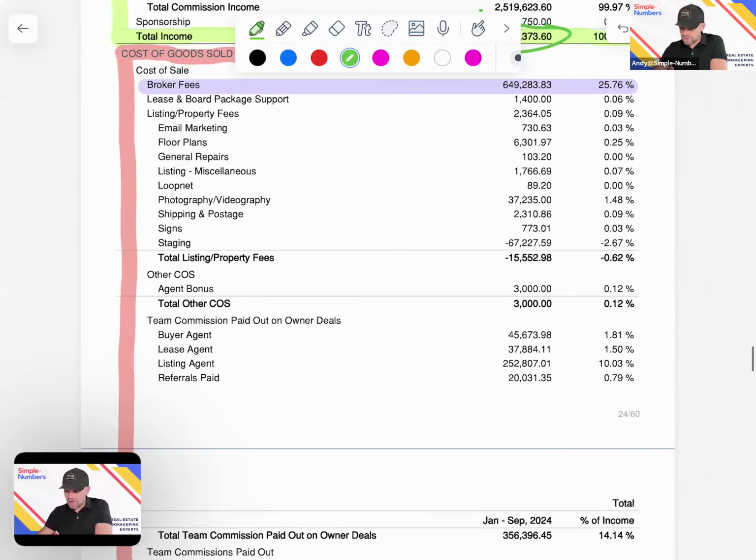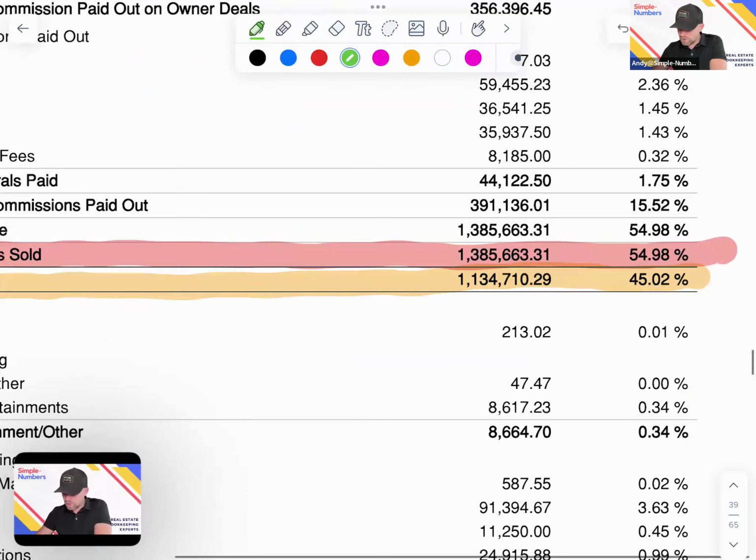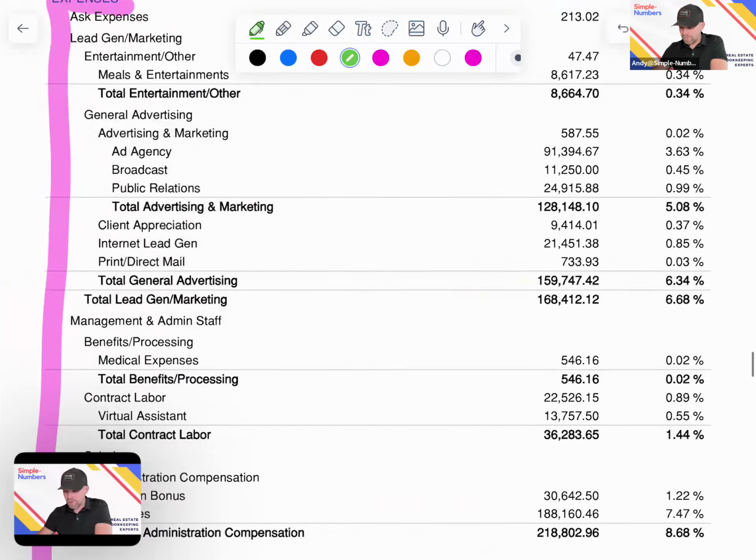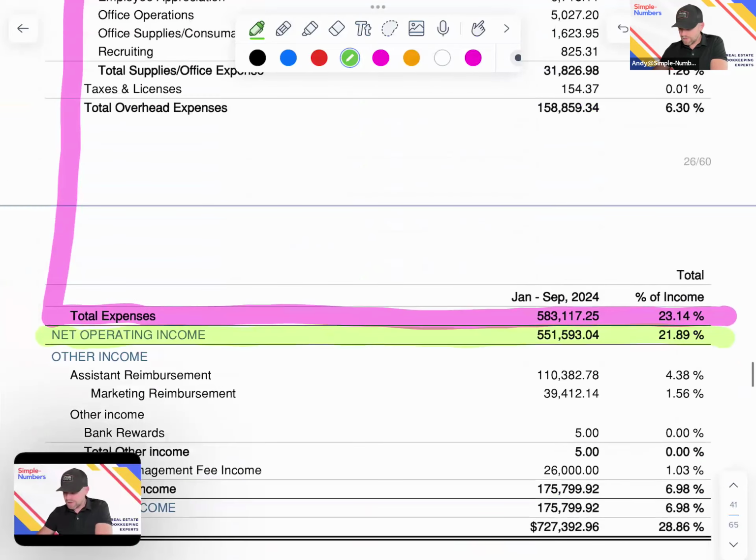Then we look at our cost of goods sold. If we scroll down, cost of goods sold was 1.3 or 55%. We can already see there's going to be an issue, because the owner did 1.7 million and their cost of sales was 1.3. We have an issue. 45% left in gross profit. Then we had to pay the bills. We spent 23%. That looks good at 583. And we were left with 551 or 22%.